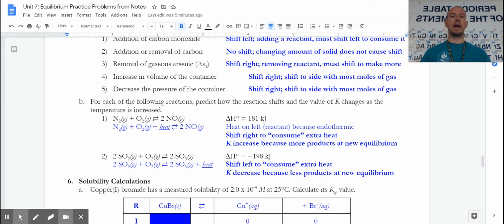As it shifts this way or that, what happens to K? It is only affected when we are changing the temperature. So when we're given a reaction, we have to have some way to know whether it's endo or exo. Because it's positive here, that means it's endothermic.